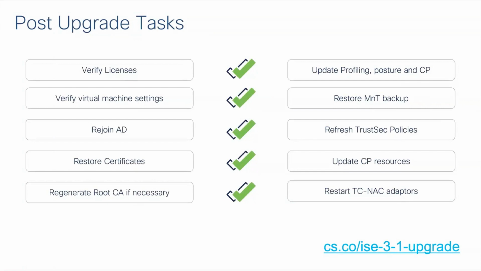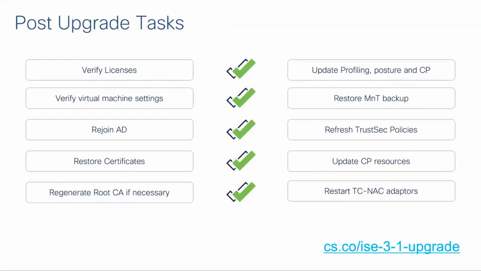During the migration, if the nodes were disconnected from Active Directory, you might have to rejoin them in case they got disconnected during the upgrade. You might have to restore the certificates if you are going via the backup and restore method. You might have to regenerate the root CA only in a couple of cases. You might have to update your profiling and posture policies with the latest definition updates available on the feed server.